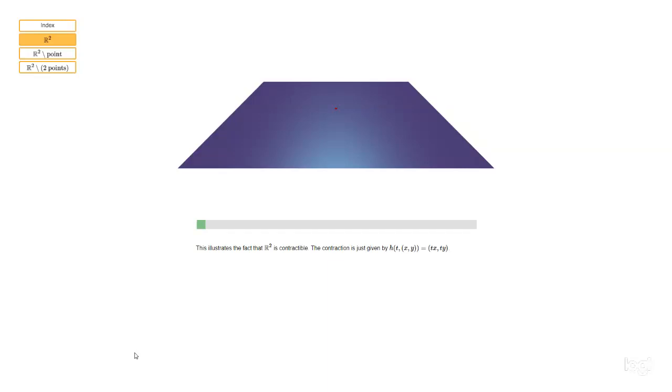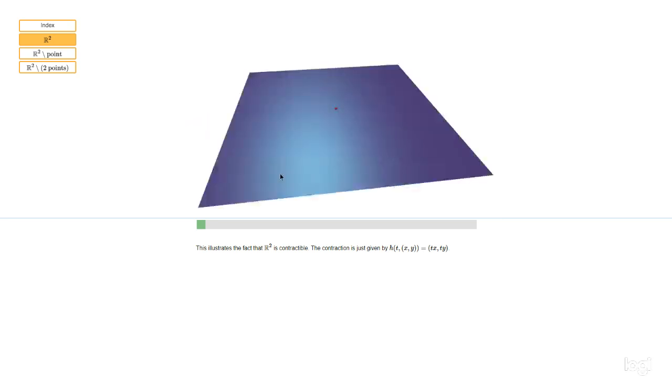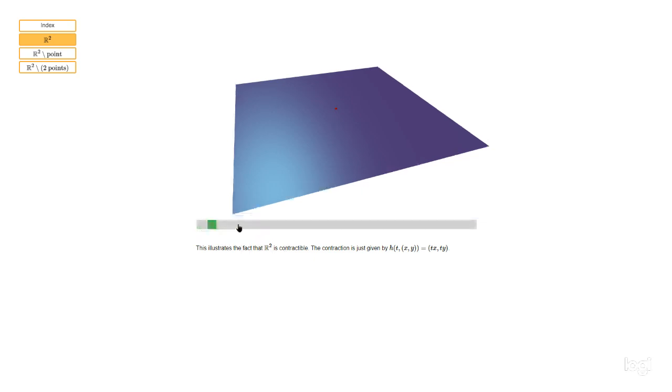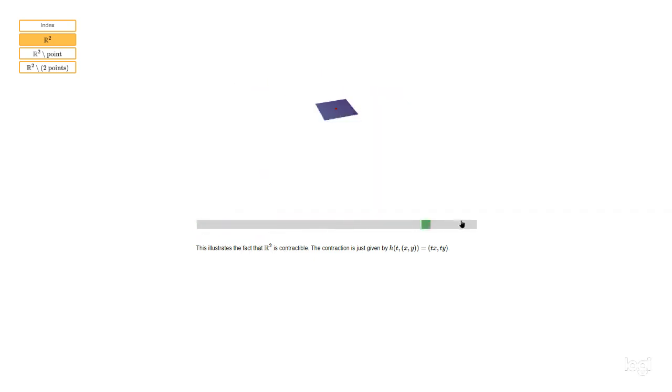Talk about the homotopy type of the plane with 0, 1 or 2 points removed. If we don't remove any points at all, we've just got a plane like this, and this is easily seen to be contractible. We can just do a straight line homotopy given by this formula, h(t, x, y) is just (tx, ty), and that just moves everything in a straight line down towards the origin.